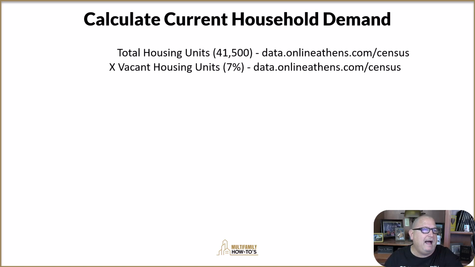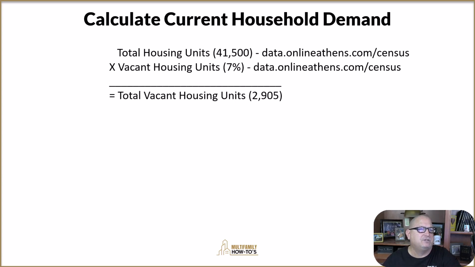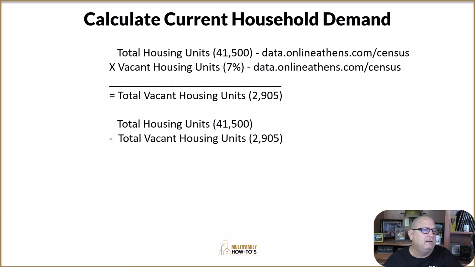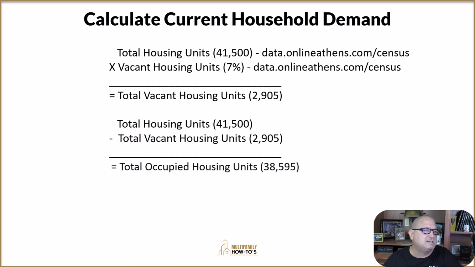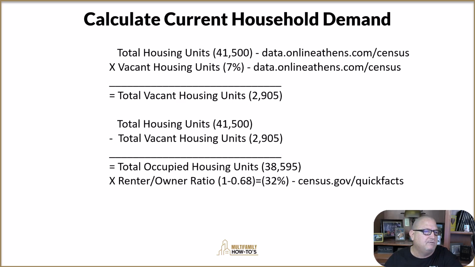We multiply that by our vacant housing units. Again, data.onlineathens.com/census will tell you how many units are vacant in the market. And that tells us that we have 2,905 total vacant units. Next, we take those total housing units again. We subtract the total vacant units, and that says we have total occupied housing units of 38,595. Again, we want to, hey, I got the 0.68 right this time.